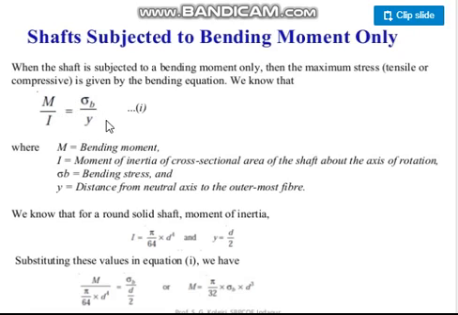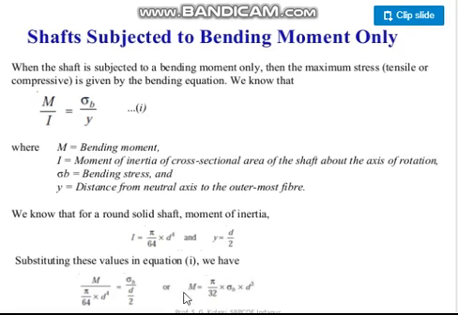M upon I is sigma b by y. So M is bending moment in Newton millimeter. I is the moment of inertia in mm to the power 4, and sigma b is the bending stress in Newton per mm square, and y is the distance from the neutral axis to the outermost fiber, in millimeters. So from this, for a circular shaft, I is pi by 64 d to the power 4, and y is half of the diameter, that is d by 2. If you substitute all these values, you will get this equation: M is equal to pi by 32 sigma b d cube.